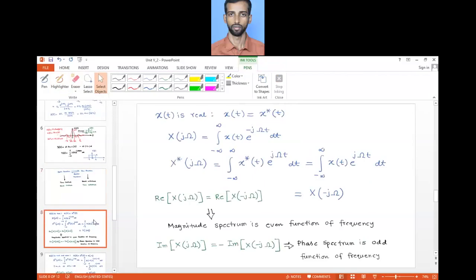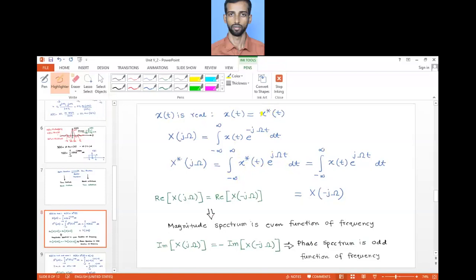Now let us take a look at some of the properties of Fourier transform as well as we have done for the Fourier series. So the first property says that if x(t) is a real signal, most of the case, that means x(t) is equal to x star(t). If you take the complex conjugate of x(t), it will give you the same signal. Then what is the relationship in the frequency domain? So X(jω) is equal to the integral from minus to plus infinity of x(t) e^(-jωt) dt. What about its complex conjugate, this X star(jω)? That is given by the integral from minus to plus infinity of x star(t) e^(jωt) dt. You just take the complex conjugate of the whole integrand.